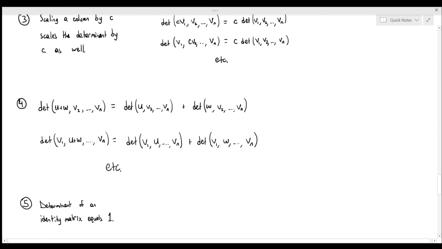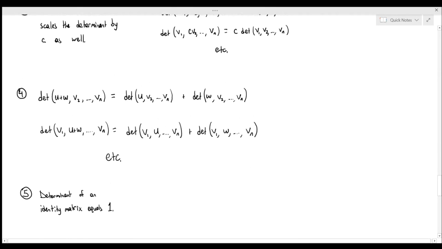And then generalizing the fifth property from above is that the determinant of an identity matrix is equal to +1.